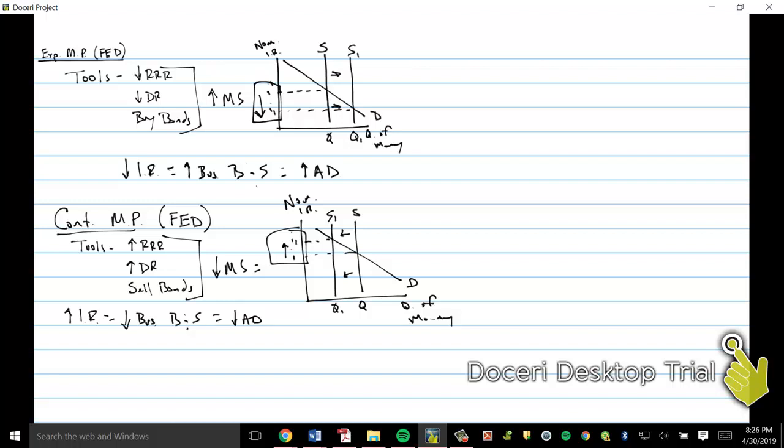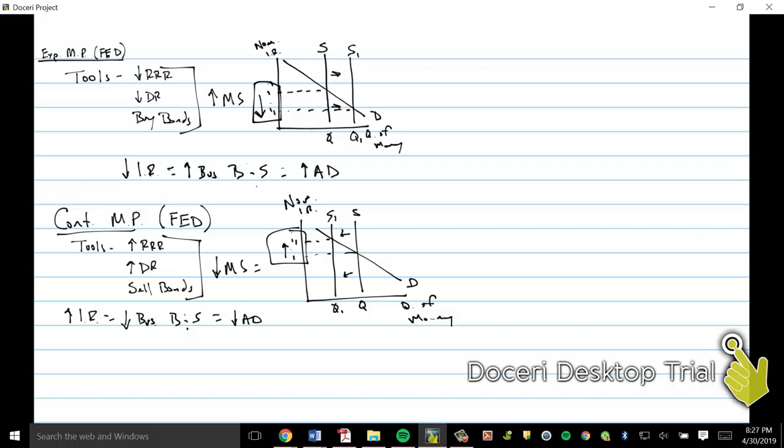Questions over monetary policy? Let's take a look at question number 17 in your packet. All these are from the old packet. Question 17 from the old packet.